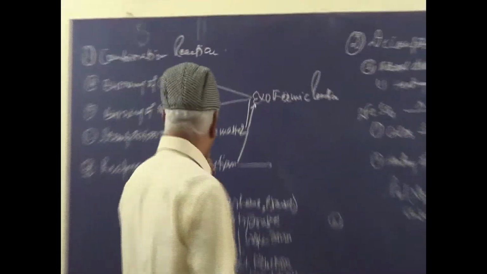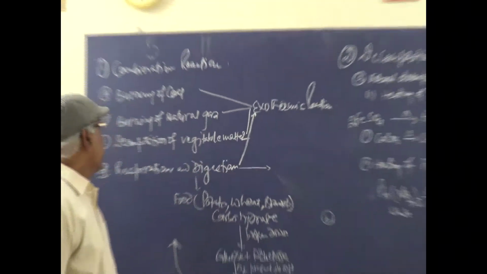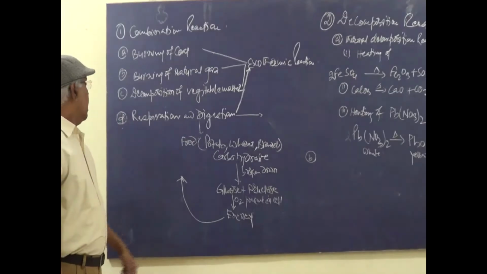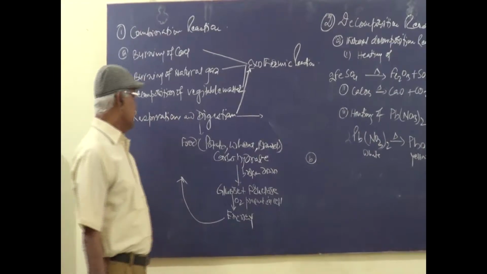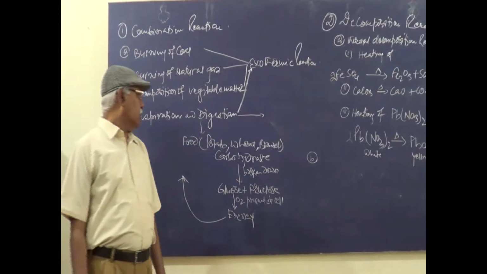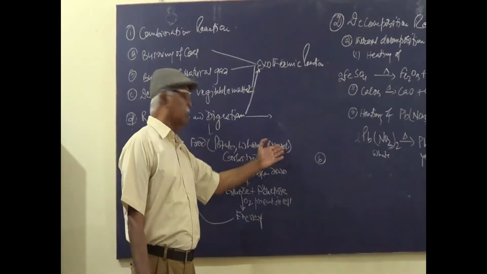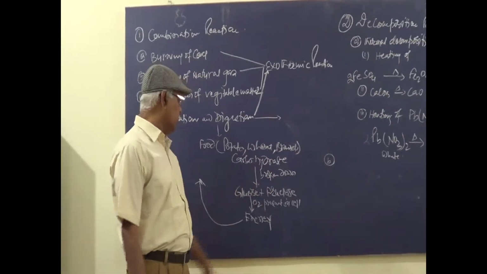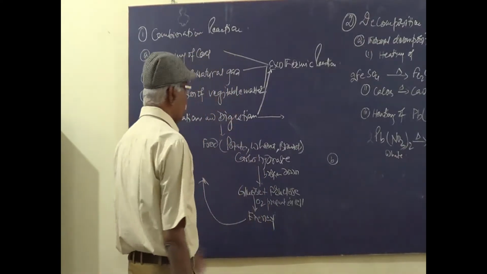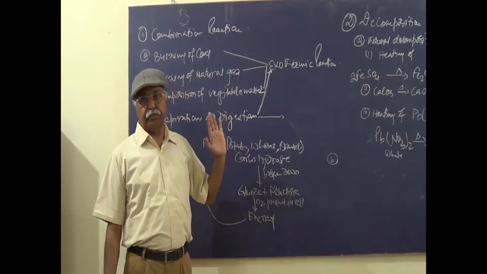Exothermic reactions are those reactions in which heat energy is given out. Now, mainly I need to explain the respiration and digestion. Children, whatever food we are taking, say a potato, wheat, bread, whatsoever may be the food you are taking, you are taking the carbohydrates.